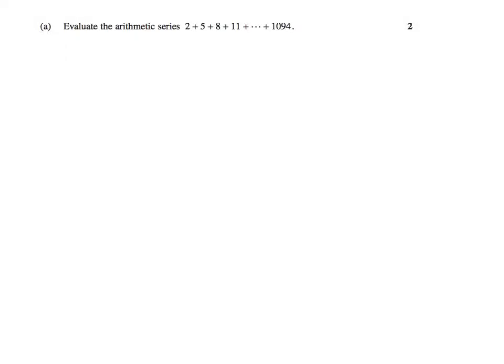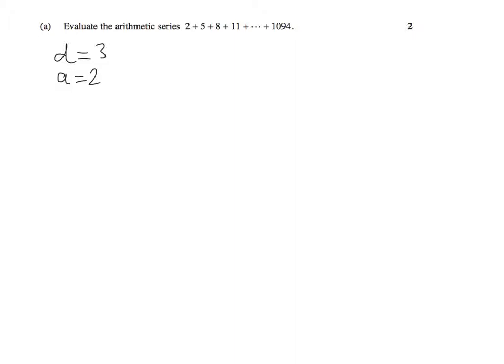Okay, some more HSC questions here involving the sum of series. We're asked to evaluate the series 2 plus 5 plus 8 plus 11 plus a whole bunch of numbers in between, and the last term there is 1094. So we know it is an AP. Just looking at it, I'm going up by 3 each time between terms, so my difference is 3. My first term is 2.